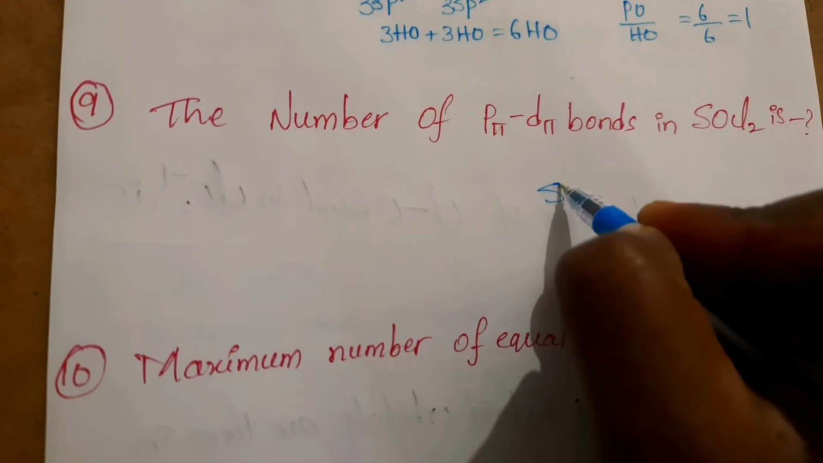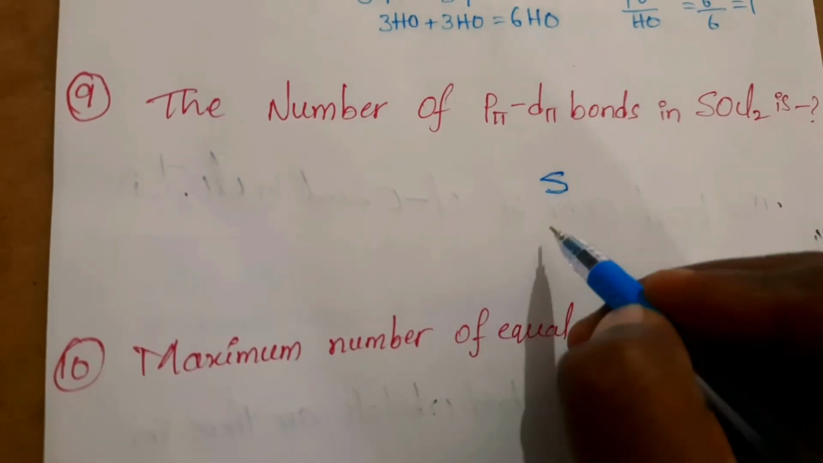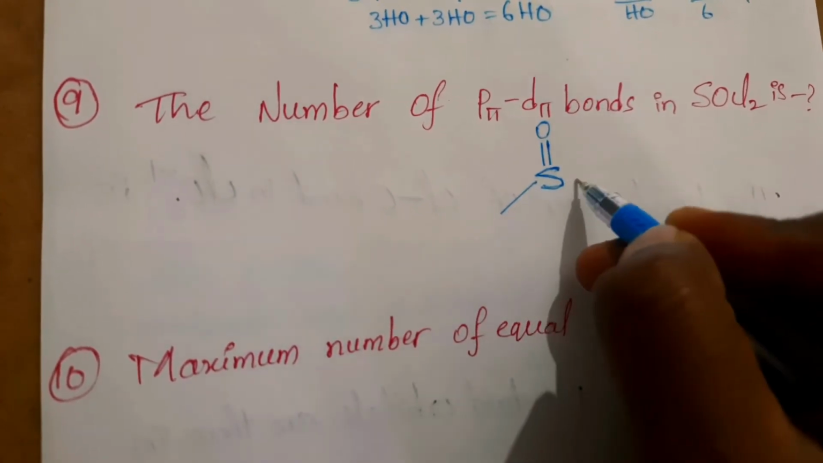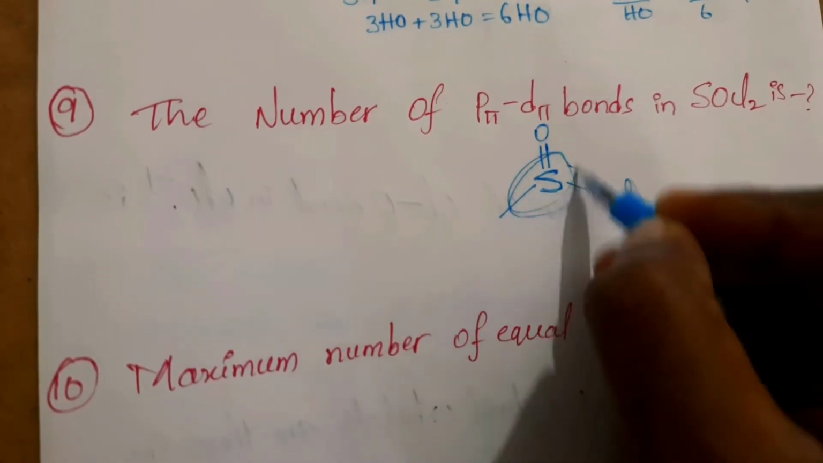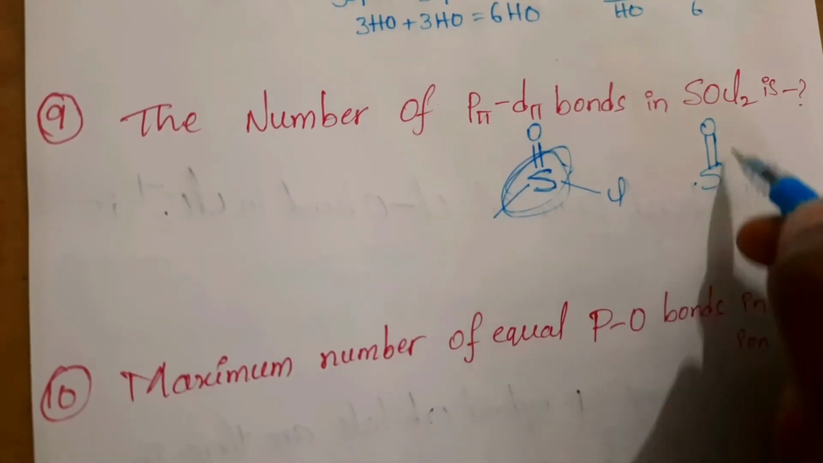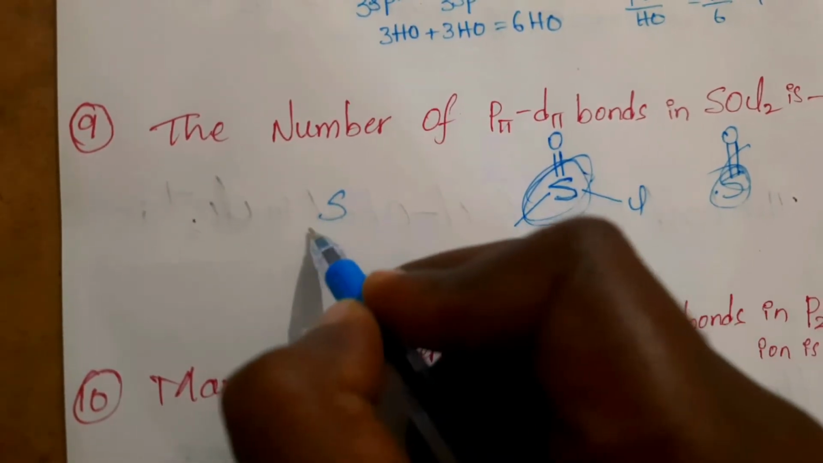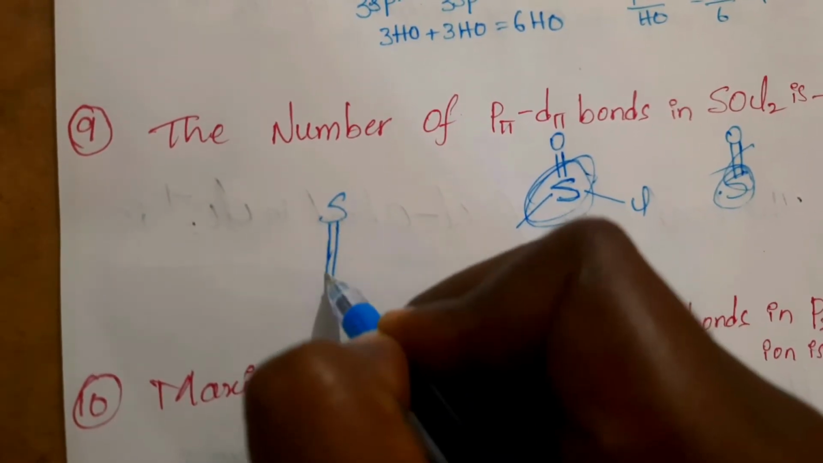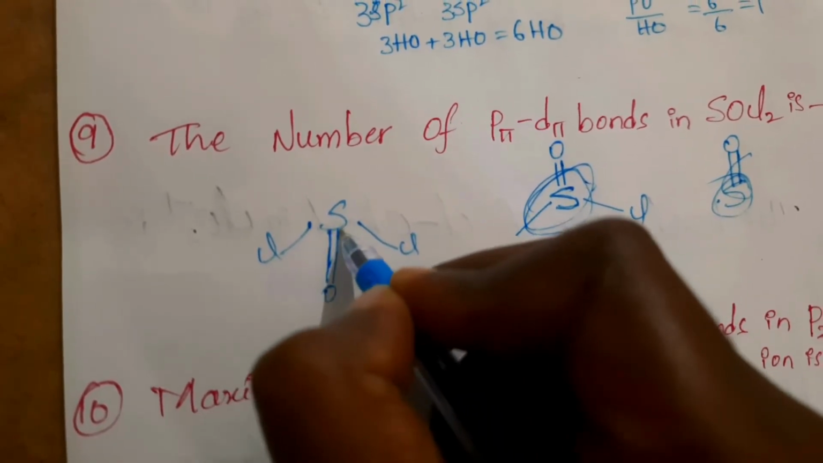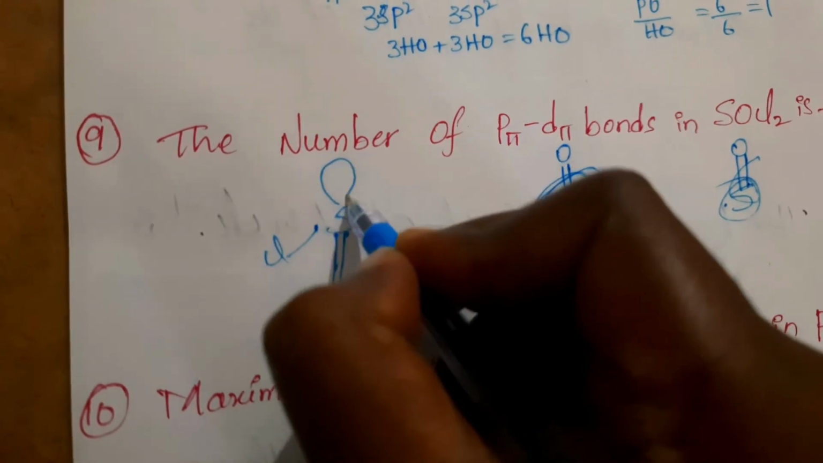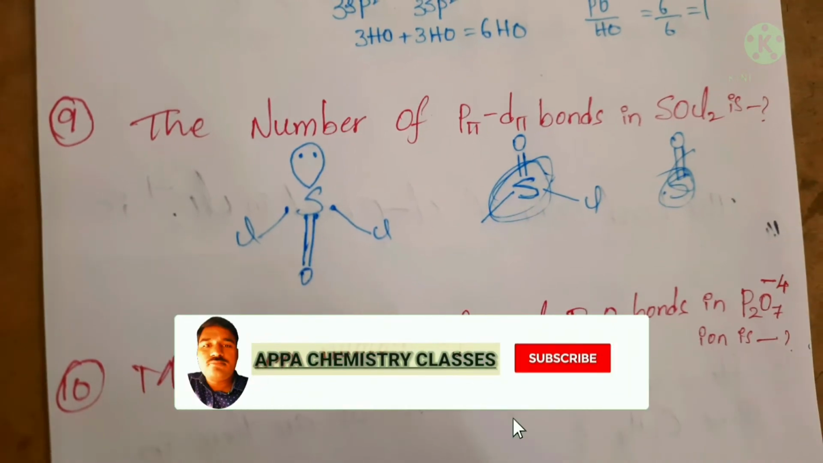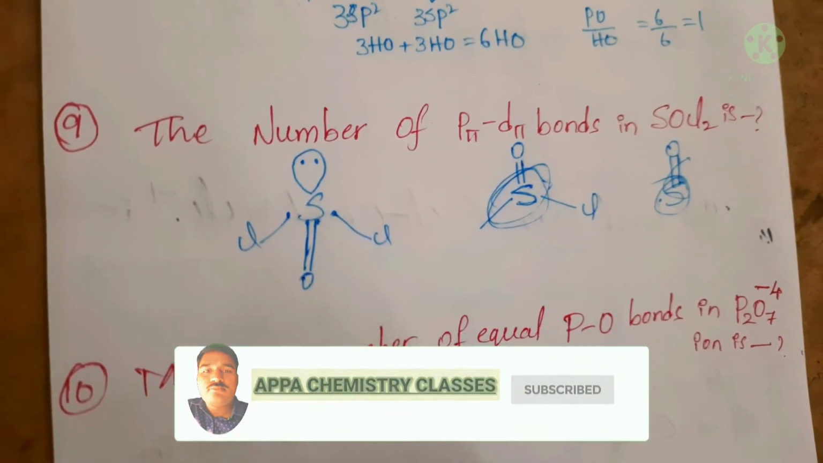Yeah, next one, the number of p pi d pi bonds in SOCl2 molecule. You see here sulfur, it is thionyl chloride. This sulfur has one oxygen here, and these are the 2 chlorine atoms. Actually it is a pyramidal shape. Now here total of how many electrons are involved? 4. Now 2 more electrons are present here on the lone pair. The number of p pi d pi bonds in SOCl2 molecule.